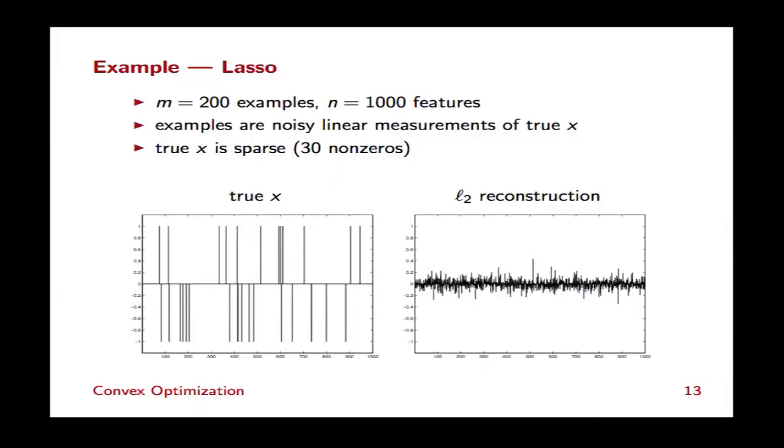Here's lasso. What we're doing here is one of these reversed situations where basically here's some true x. You can't see it, but that's 1,000 things. Only 200 are non-zero. That's these little spikes you see here. And then I'm going to give you 200 noisy measurements of 1,000 things.